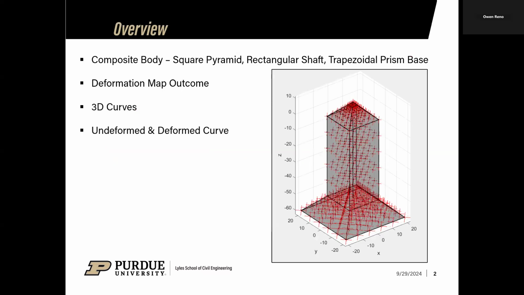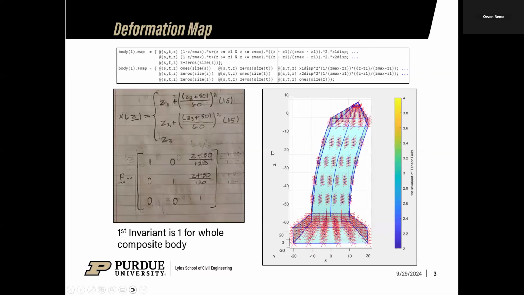We're going to look through what the deformation map outcome is, my different 3D curves, and we're going to look at just one of the 3D curves, looking at the undeformed and deformed lengths. So this is my deformation map that I had defined. It is very similar to the velocity vector, which we will look at in the code at the end.